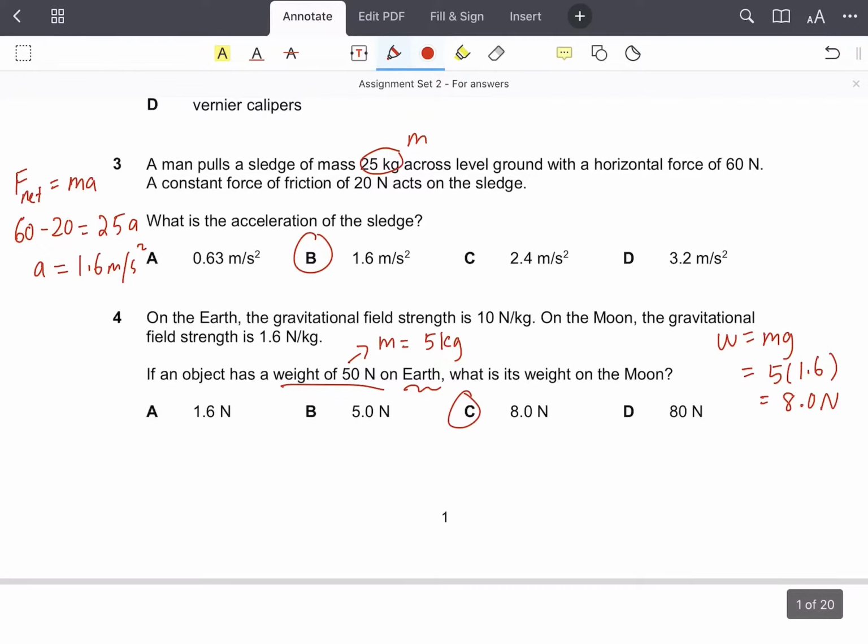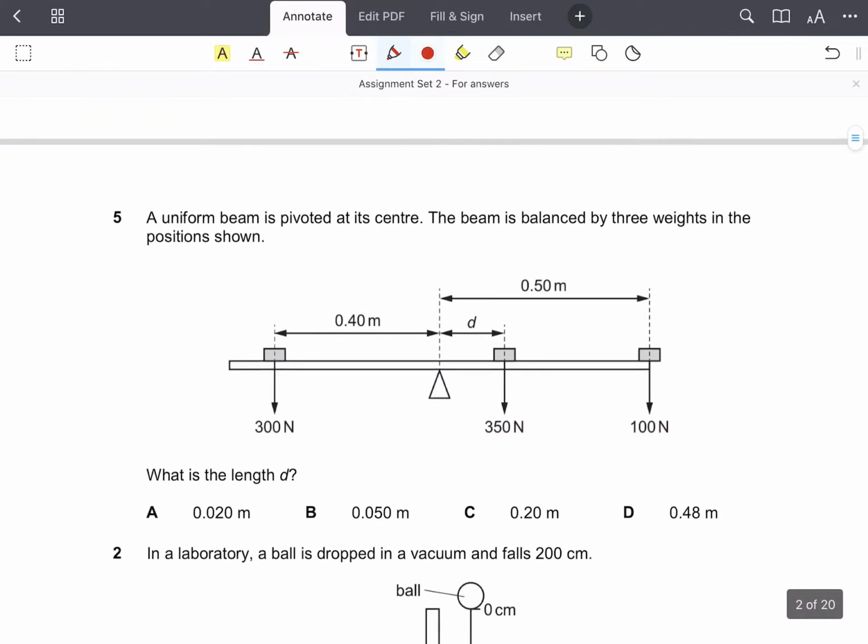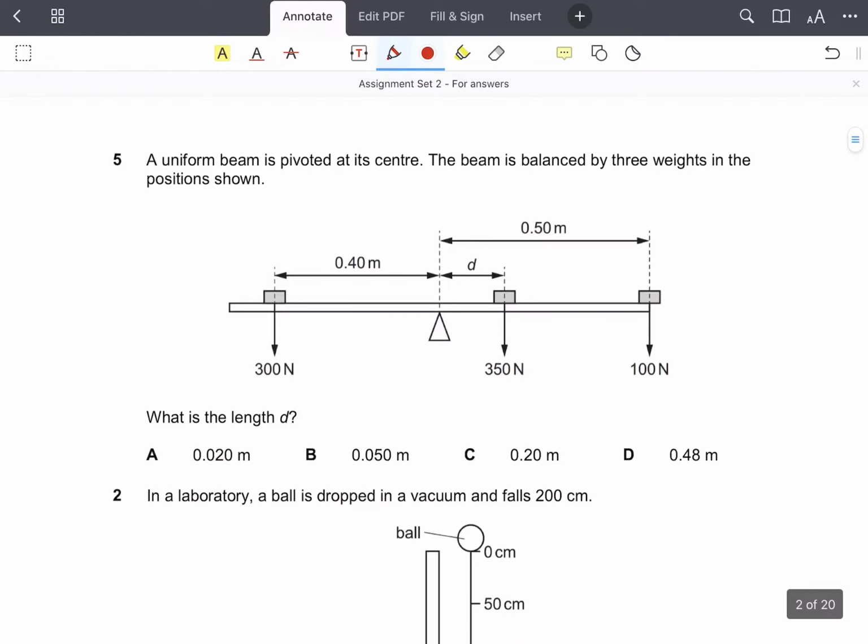Okay. Next one, question number 5. Again, this one is like a moments question. So for a moments question, there's only 2 things that you need to remember. Number 1 is your formula, M equals force times perpendicular distance. The next one that you need to remember, the concept, is your principle of moments, which is clockwise equals anti-clockwise.